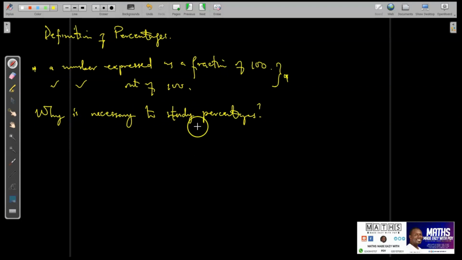Now, why is it necessary for us to study percentages? I like one contribution that came on board, that you can use percentage to express larger quantities into smaller values, and that is so perfect. And based on that, I'm going to give you some examples for you to be clearer on it. You realize that, let's say, in the year of elections, many people go to the poll and then they cast their votes.